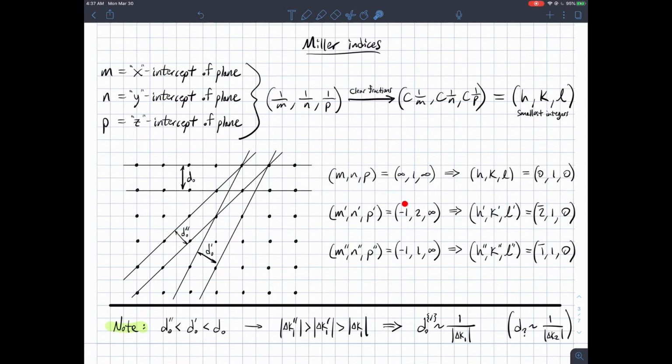So then I get a minus a1. That's in the x direction. And then if I go 2 up, that's my y-intercept, so I get a 2. And z-intercept is infinity because it never intercepts. So then I do 1 over those values. So I have 1 over -1, 1 over 2, 1 over infinity. I clear the fractions so that hkl are the smallest possible integers. And that's what you get. -2, that's how you write it, 1, 0 for this plane here.